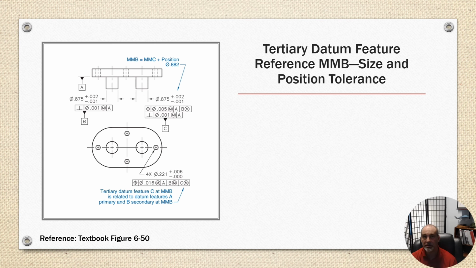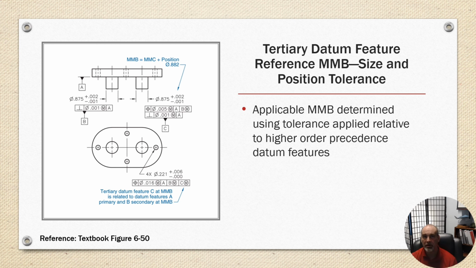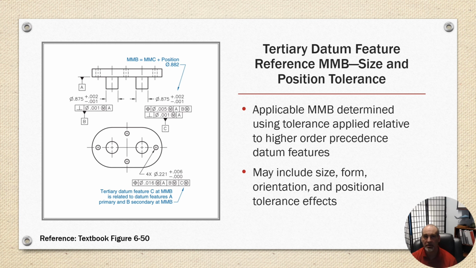The tertiary datum feature reference MMB, size and position tolerance. The applicable maximum material boundary is determined using tolerance applied relative to the higher order precedence datum features. It may not include size, form, orientation, and positional tolerance effects when it's associated with the tertiary datum.